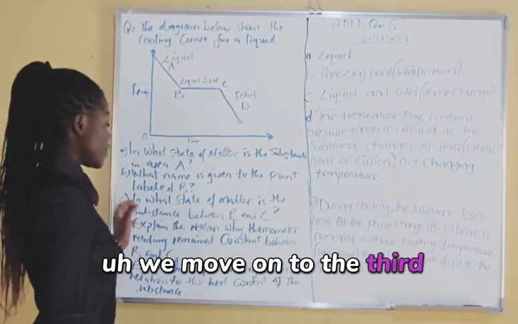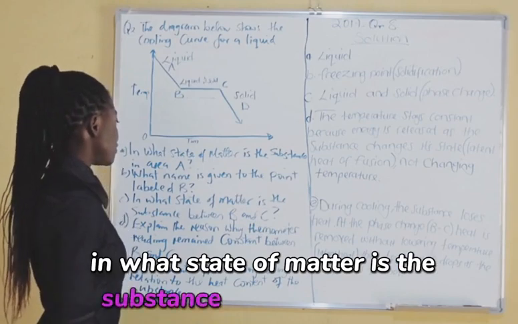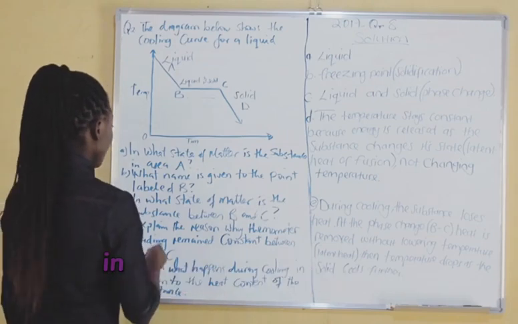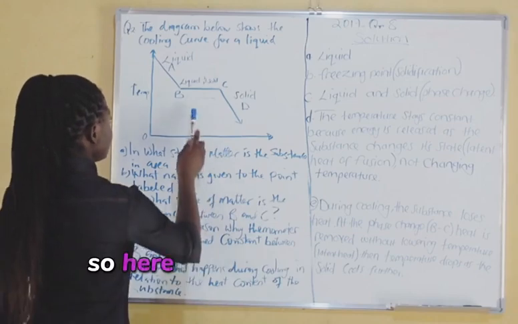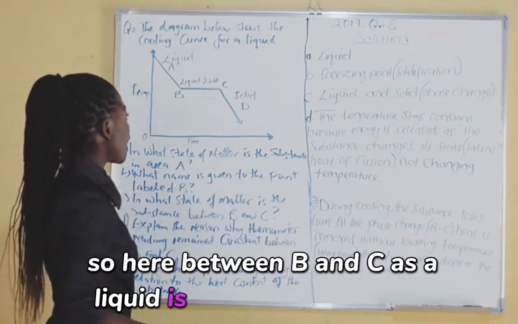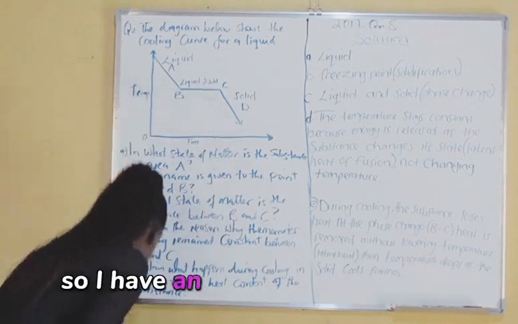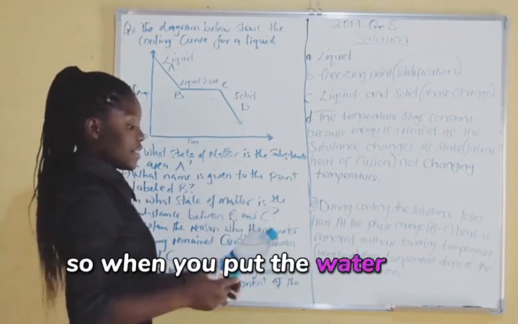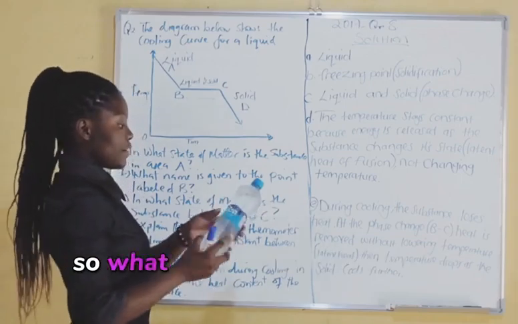We move on to the third question, which states: in what state of matter is the substance between B and C? So here between B and C, as the liquid is cooling into a solid, what state of matter takes place here? I have an example: when you put water in a refrigerator, as it is cooling from a liquid into a solid, what state of matter happens here?